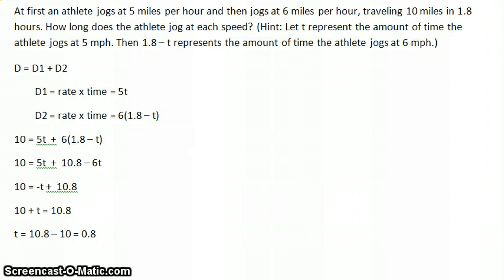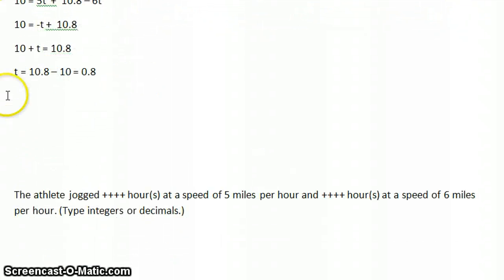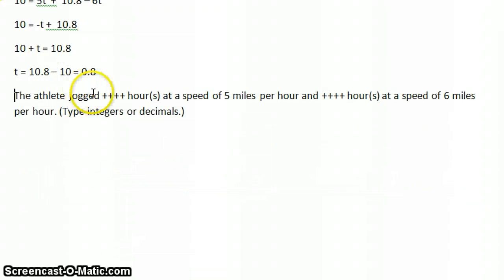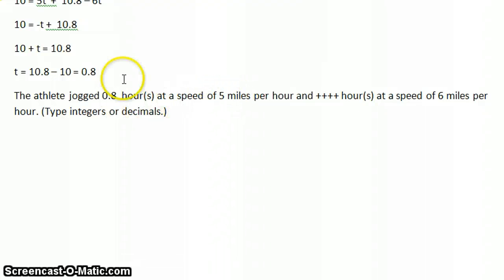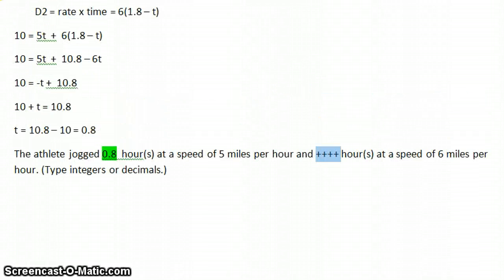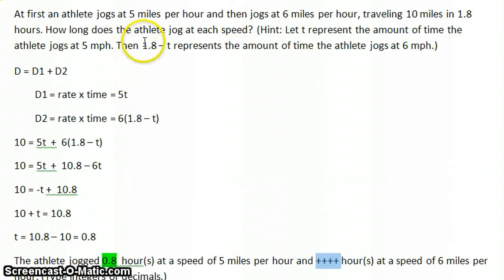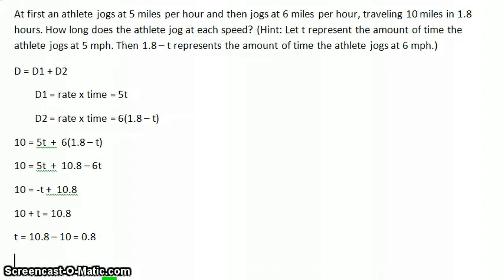Now, I said at the very beginning, let t represent the amount of time the athlete jogs at 5 miles per hour. So when I go down to enter in my answer, he's going to jog for 0.8 hours at a speed of 5 miles per hour. So that's my answer for that part. And then I also need to say how many hours he jogged at 6 miles per hour. So to find that, I go back to 1.8 minus t. So the second time is going to be 1.8 minus 0.8, which of course gives me 1.